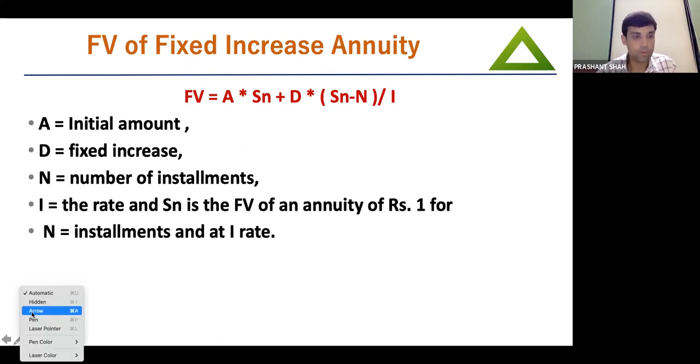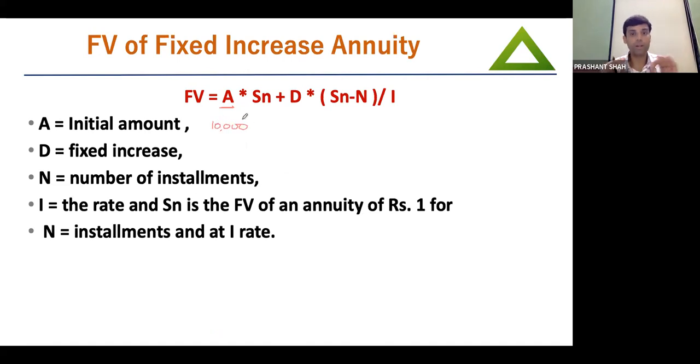The first part of the formula says take A. In our example, A was 10,000. Whatever subsequent investment you make, 10,000 is common in all the investments. So I find out the future value of 10,000. Sn is the future value factor that I've already calculated. How that has been arrived at, I'll tell you in a moment. First, I take PMT equal to 1, N equal to 10, rate equal to 10, and I'll find out FV. That happens to be around 15.94.